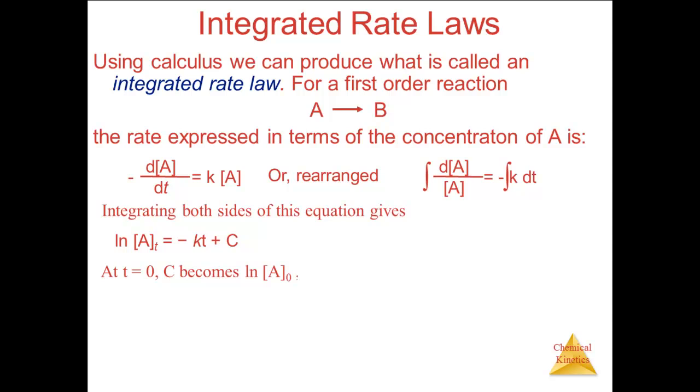For those who have not had calculus, or who don't remember, the important thing is the final equation, which is natural log of the concentration of A at time t, square brackets around A sub t, equals minus K times t plus the natural log of the initial concentration of A, square brackets around A sub 0.